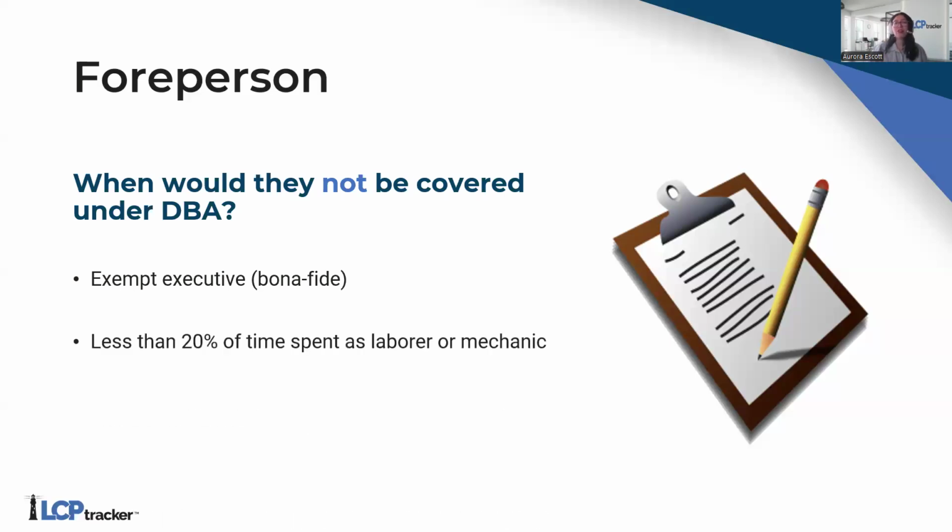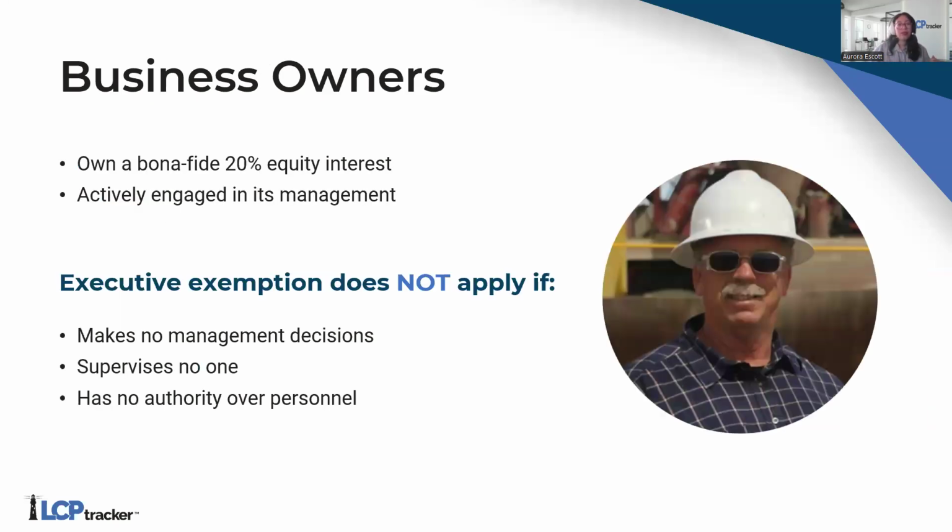The next layer is, how much time do they actually spend as a laborer or mechanic on the job site? Lucky for us, there's a threshold. If they spend less than 20% of their time doing manual labor in a work week, they may not be covered. Lucky us. And then lastly, if the work is supervisory in nature, they would not be covered under Davis-Bacon. For example, supervisory in nature would be doing stuff like administrative work or people management, that type of work.